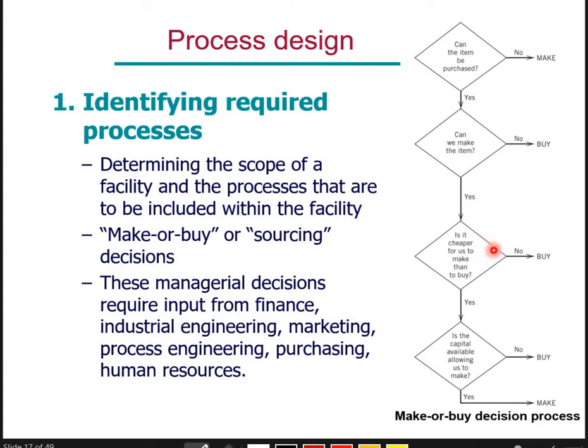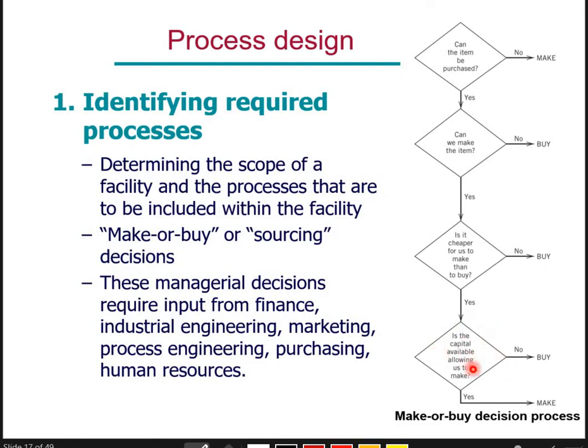There are two options. Now what you should consider is, is it cheaper for us to make than buy? If the answer is no, if it is cheaper to buy it, then you will buy it. Why produce it yourself? But if it is cheaper, then you should also ask this question. You need some capital, you need some initial investment to start producing this item.